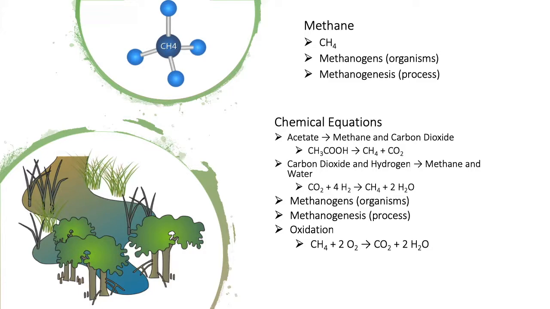They do this by two chemical reactions. The first, they can use acetate to produce methane and carbon dioxide, and the second is they can use carbon dioxide and hydrogen in order to produce methane and water. So the screen shows the chemical equations for both reactions.